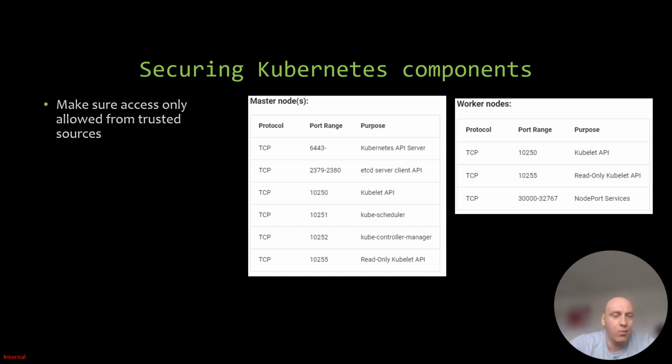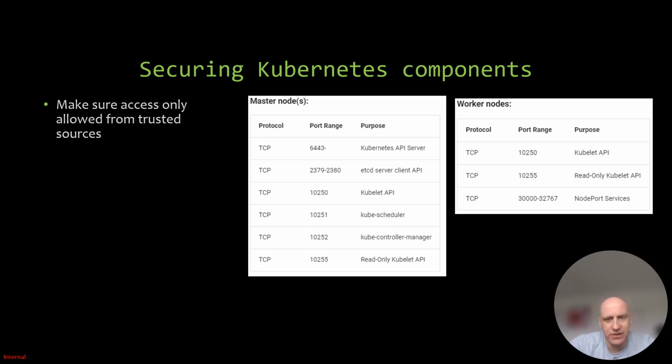Now, if we go to another part, as we discussed, all of these components work on specific ports within your cluster. So it's very important to ensure that access to those ports is restricted to only trusted sources. Kubernetes clusters usually listen on a range of well-defined and distinctive ports, which makes it easier to identify the cluster and to attack it. Hence, it's highly recommended to configure authentication and authorization on the cluster and the cluster nodes.